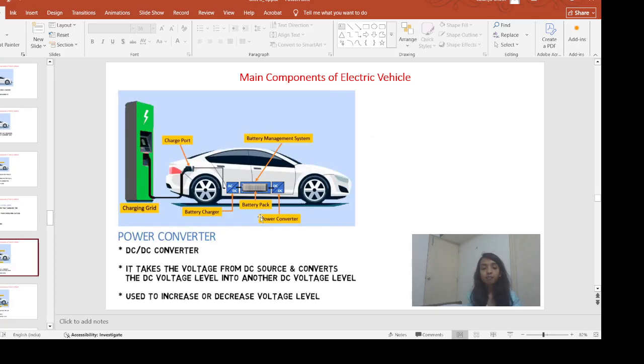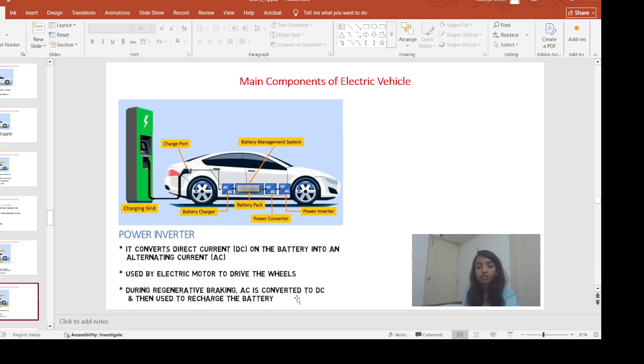Next component is the power converter over here. This is a DC to DC converter. Okay, it will take the voltage from one DC source and convert the DC voltage level into another DC voltage level, and it is used to increase or decrease the voltage level. Next part is my power inverter. This power inverter will convert the DC current on the battery into an AC current, and it is used by the electric motor to drive the wheels during regenerative braking.